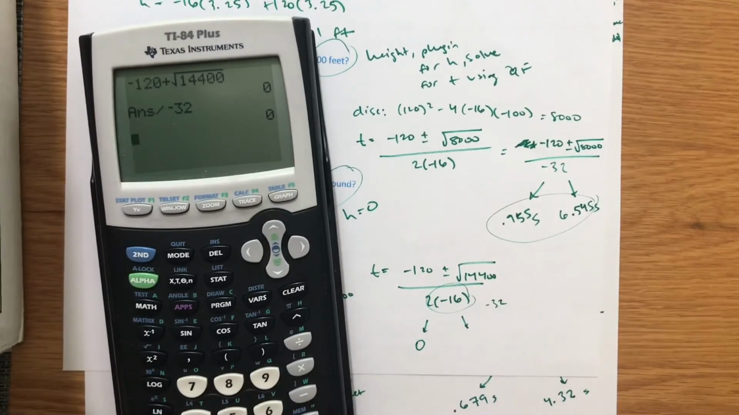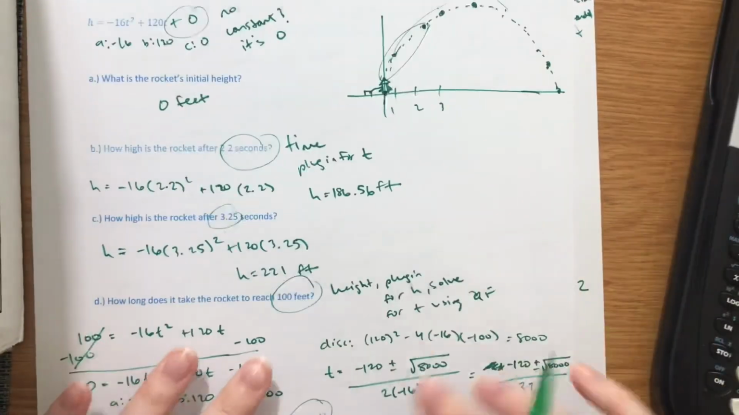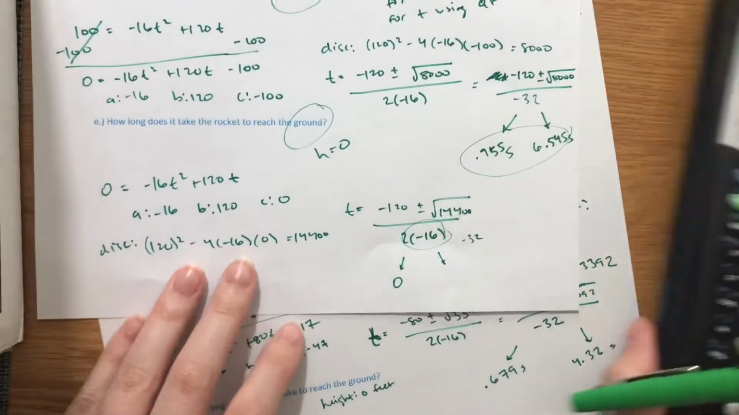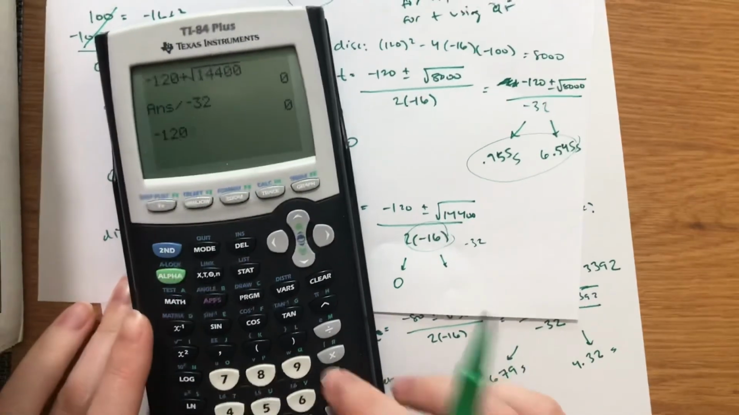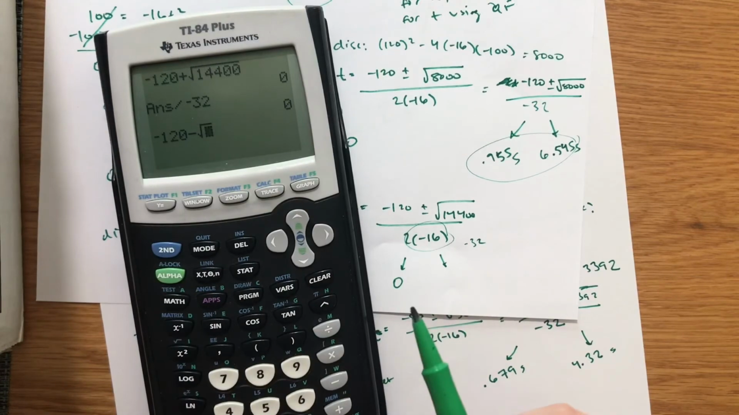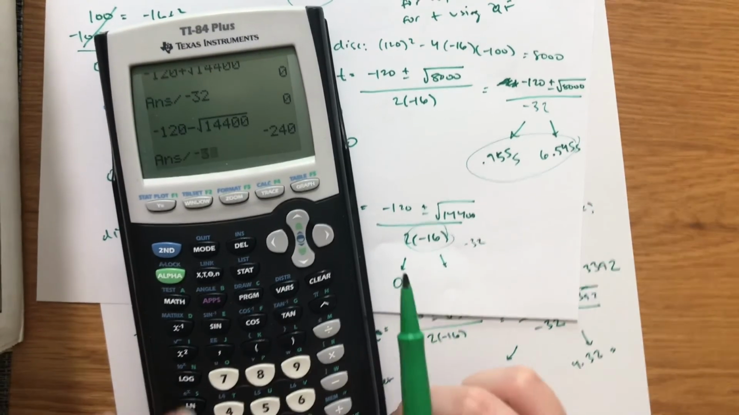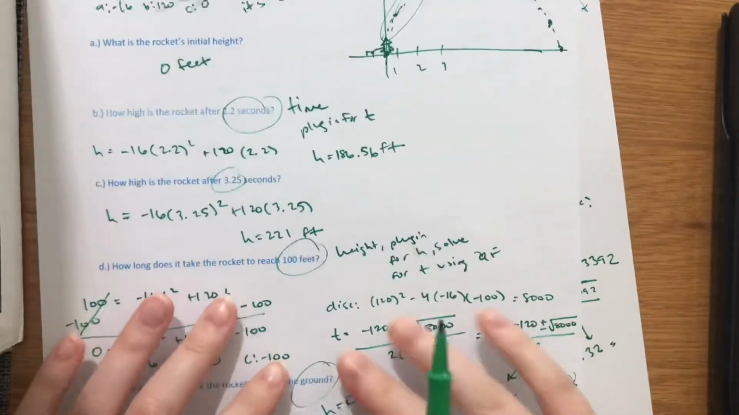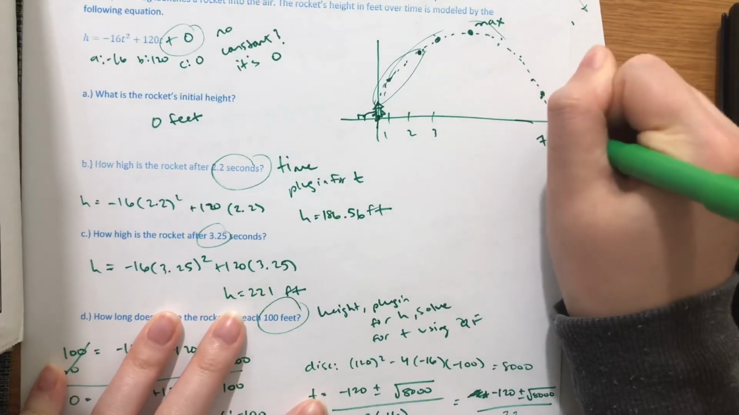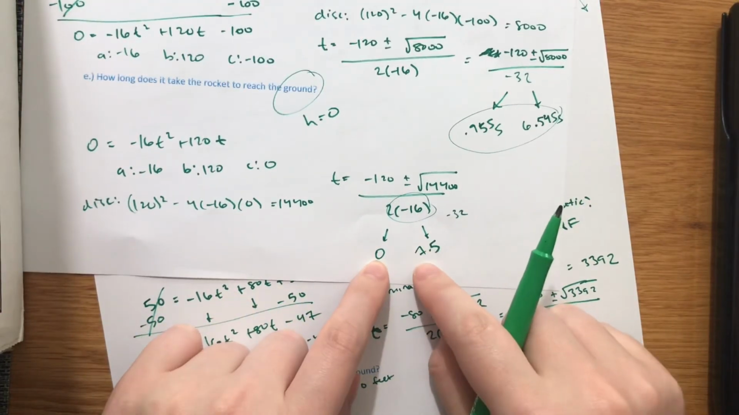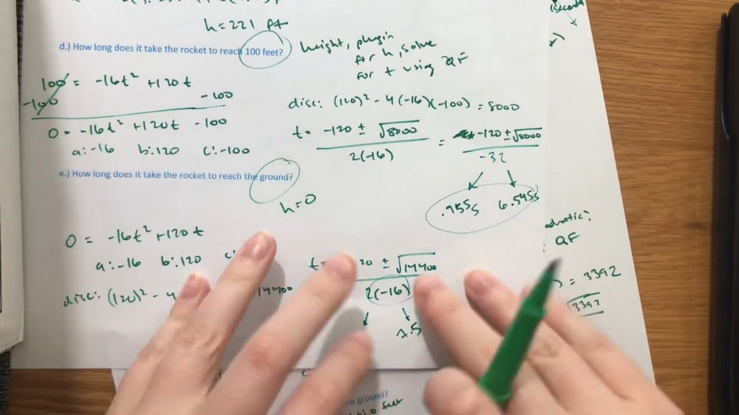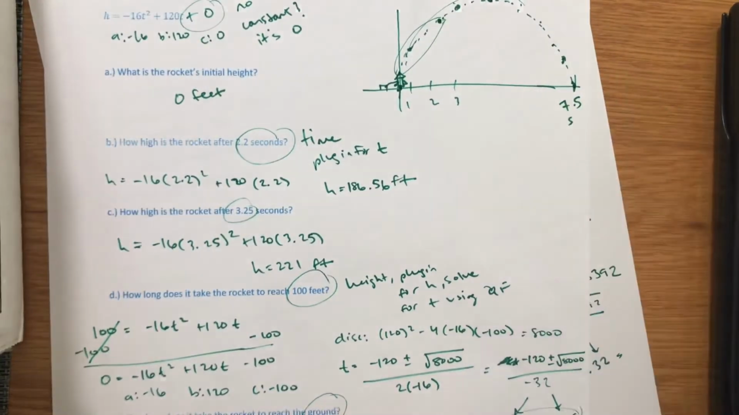So the first one's 0, which makes sense, right? Because your first time when you're at 0 is at 0. And then the second one, when we do subtracting, negative 120 minus the square root of 14,400 divided by negative 32 is 7.5. So then how long does it take for the rocket to hit the ground? 7.5 seconds. The reason why there's 2 times is that it's a parabola. So the first time that we're at 0 is at 0 because we start on the ground. And then the second time we're at 0 is at 7.5 seconds when it hits the ground after it lands.